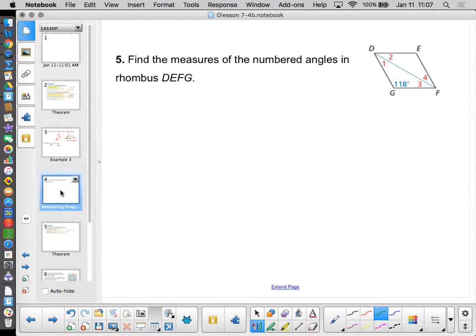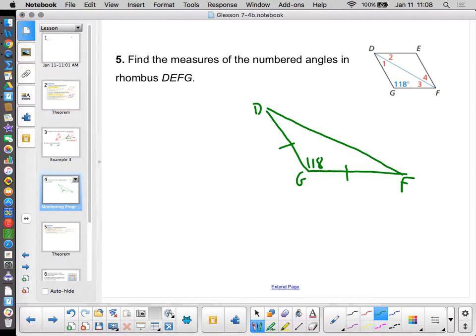So I do have a little bit of stuff going on here, but again, since it is a rhombus, if I just take that bottom triangle, DGF here, rhombus means that these sides are congruent, and this is 118. Well, what do we know?